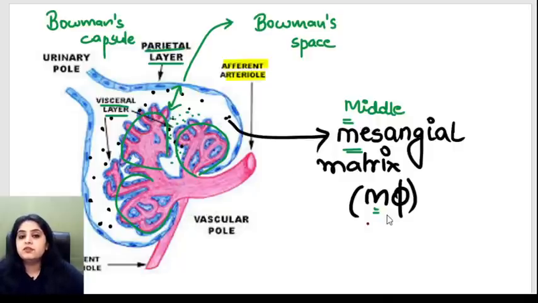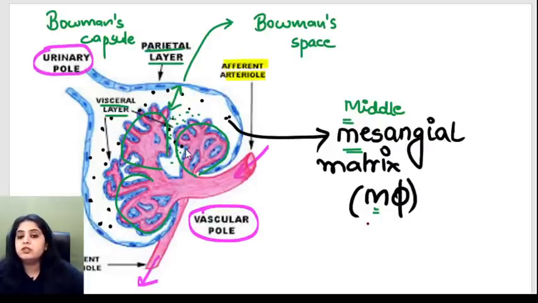Repeating for all of you, first we have a blood vessel pole. What is the blood vessel pole? The vascular pole. The afferent enters, the efferent exits. Then we have a urinary pole through which the urine formation is going to happen and proceed to the PCT, DCT and so on. So that comprises number 1 of Bowman's capsule: outer parietal, inner visceral.